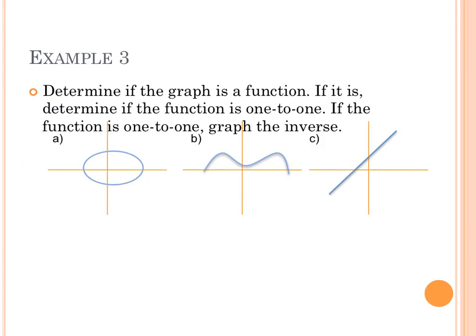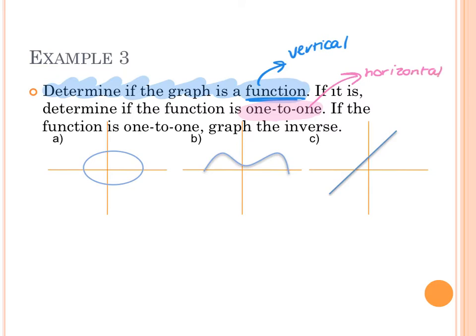So here's the easy part. Draw some horizontal lines, okay? First it says determine if it's a function. So what's the test for the function? Vertical. Good. So I have to do the vertical line test first. Then if it is a function, determine if it's 1-to-1. So what's the test for 1-to-1? Horizontal. Good, horizontal. And then if it is 1-to-1, actually graph the inverse, and we do that by switching the x and y's, which I'll show you in a minute.